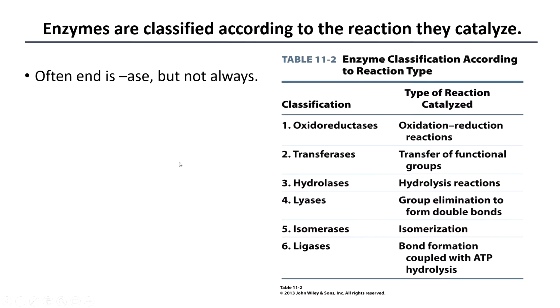So in this class, towards the middle or end of the semester, when we talk about metabolism, we'll be talking a lot about isomerases, transferases, kinases, and phosphatases. Those are the four that are going to really come up a lot.